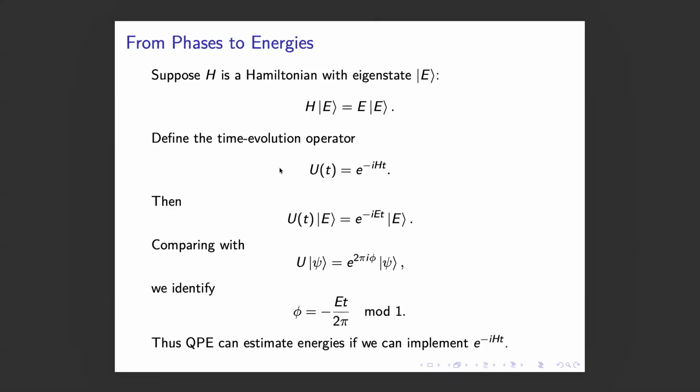So you can also calculate the eigenenergies. If you have a Hamiltonian with eigenstate and eigenenergies E, then you would define the time evolution operator like this. And then when you act on this state, this is simply given by the exponential with the energy times this state. And when you compare with what we did previously with the phase estimation algorithm, you can identify the phase as E times T divided by 2 times pi. So if you can implement e to the minus i times H times T, then you can estimate the energies. Yeah?